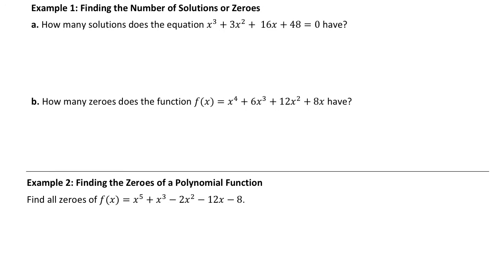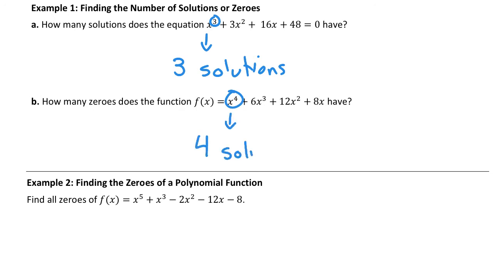So for example 1, it's a pretty simple concept. This polynomial has a degree of 3, so it has 3 solutions. And that comes from the 3 right here. Part B, how many zeros does it have? That comes from the first term. It has 4 solutions. So when we talk about solutions, we're just looking at the degree, and that helps us narrow down our solutions.